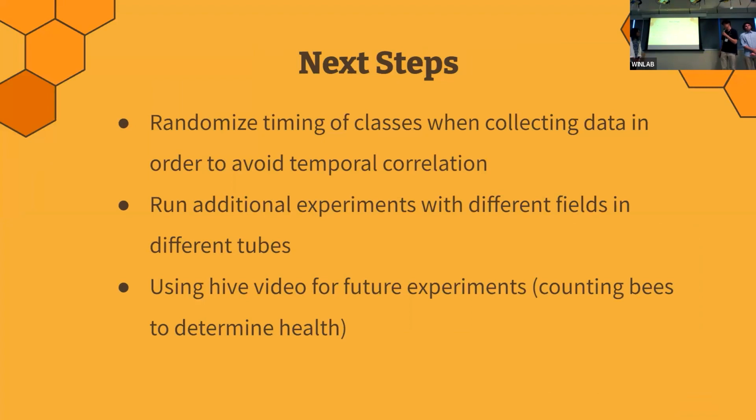So our next steps are to randomize the timing of classes when collecting data in order to avoid temporal correlation, run additional experiments with different fields in different tubes, and then use the Hive video for future experiments such as counting the bees to determine colony health.